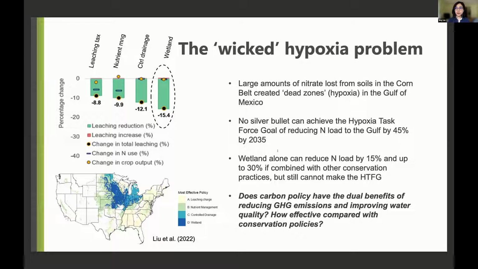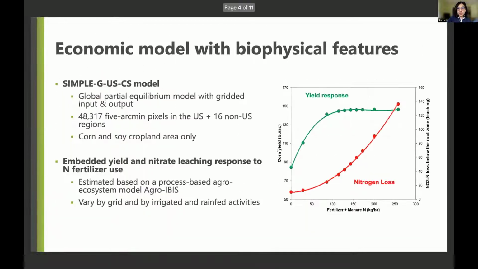But those are still within the domain of conservation practices, and in this paper, we start to explore what if we combine the carbon policy with those conservation practices to see if they can further improve water quality and how effective they are compared to the conservation policies alone.